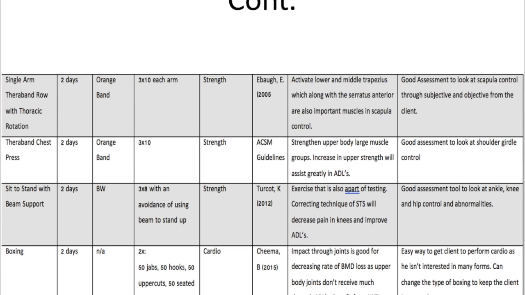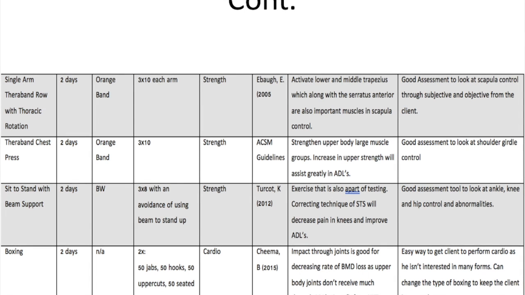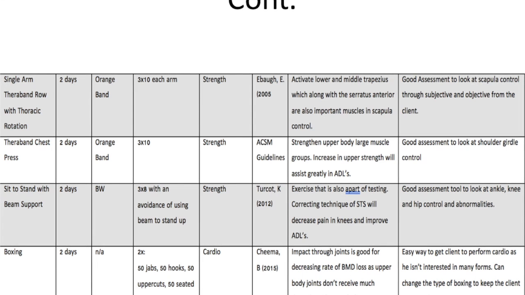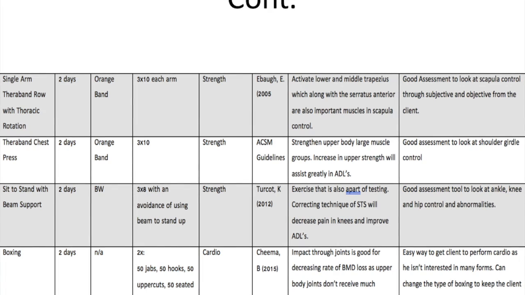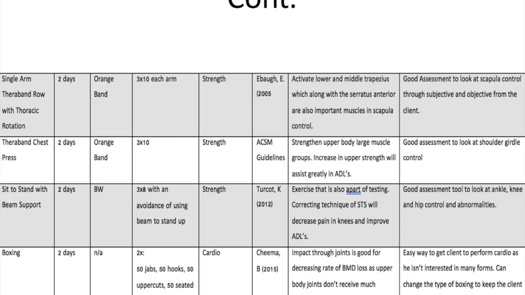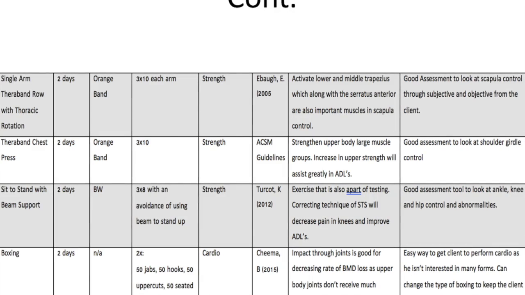The next exercise is a single arm TheraBand row with a thoracic rotation. This is done with an orange band and 3 sets of 10 reps each arm. This is prescribed to activate lower and middle trapezius fibers, which along with the serratus anterior in the previous exercise are also important muscles in scapular control.